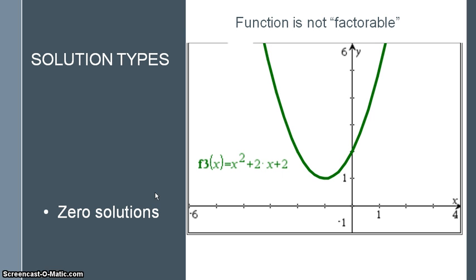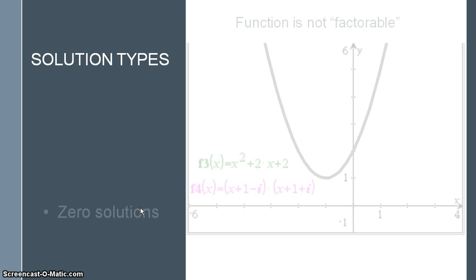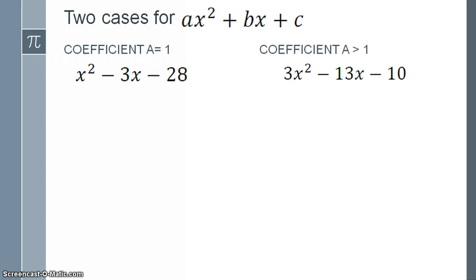Zero solutions, we're not going to look at that in this app, but that can be further down the road, is when it does not cross the x-axis at all, has no zeros or no roots. It actually has a factored form, but those are complex roots, and we're not going to get into that again. So there's three types: two solutions, one solution, 0. We're going to look mostly at two solutions, and there will be a couple one solutions that come up.